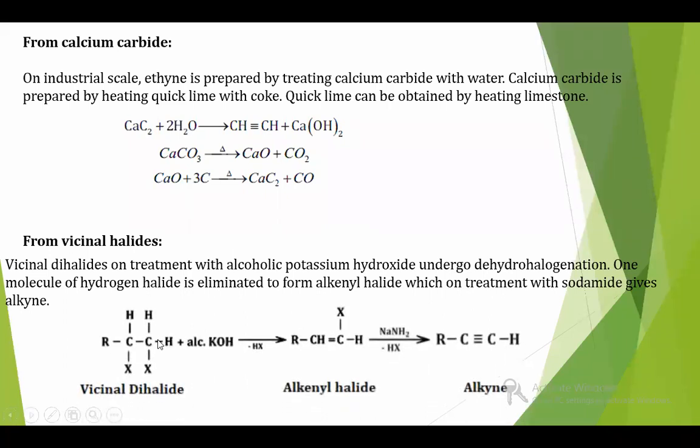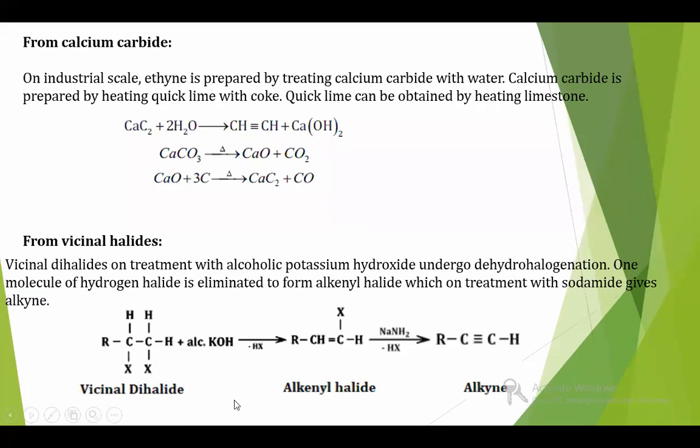So vicinal dihalide is treated with alcoholic potassium hydroxide. Then it undergoes dehydrohalogenation. Hydrogen and halogen combine to form HX, which is removed, forming an alkenyl halide. Treated with sodamide, this forms the alkyne, a carbon-carbon triple bonded compound.